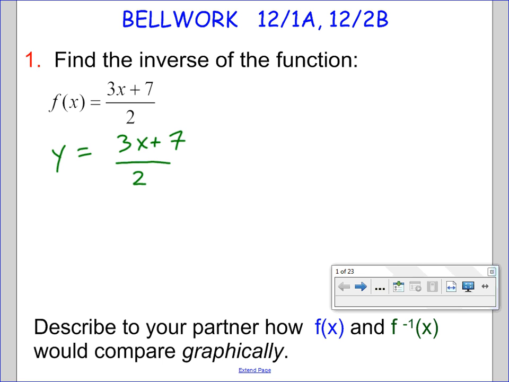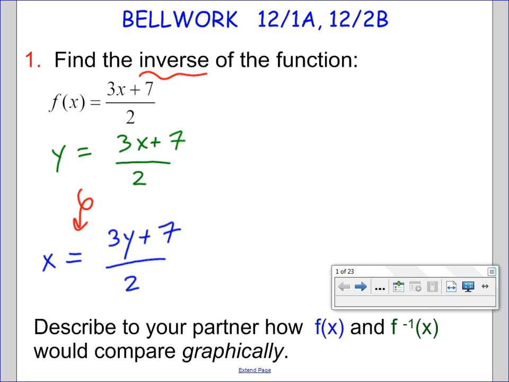And then how do we get the inverse, right? How do we find the inverse of a function? Well, we invert the position of x and y in our equation. So in the most basic sense, an inverse relation inverts the position of x and y. So our first step then, after rewriting with y equals, would be to invert the position of x and y. So now, not y equals, but x equals. And not 3x plus 7, but 3y plus 7 all over 2.